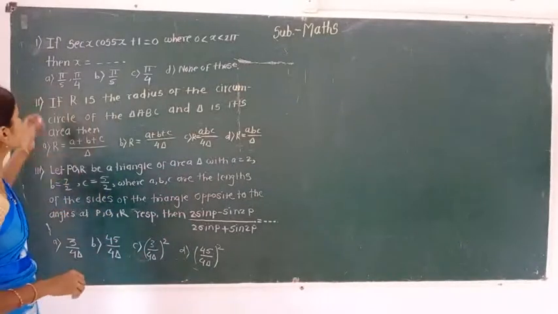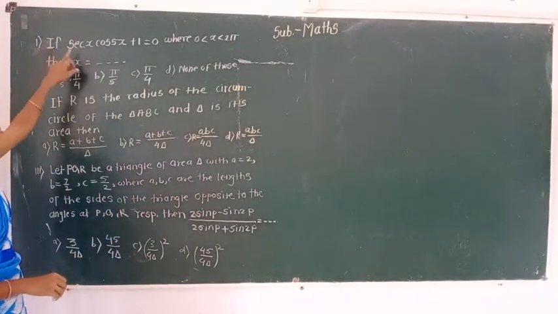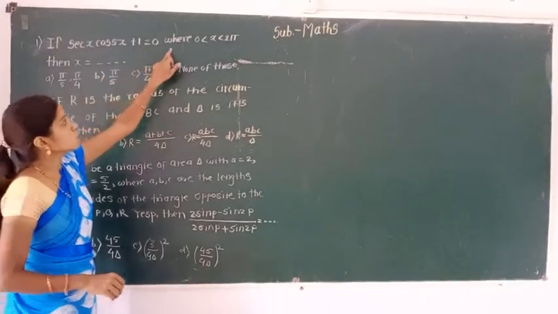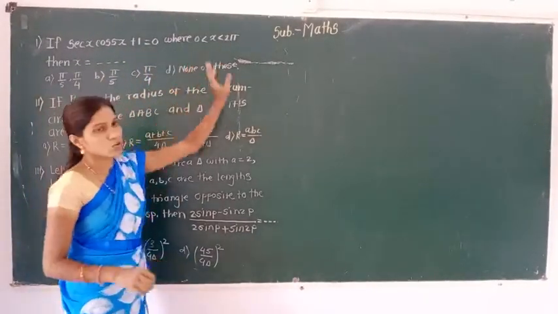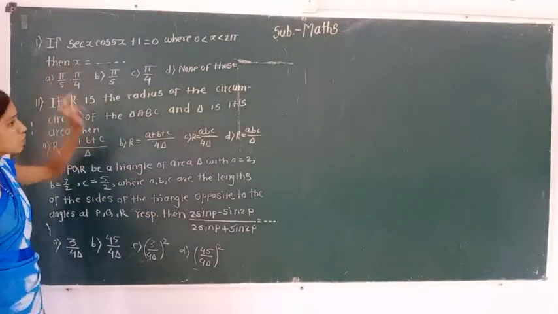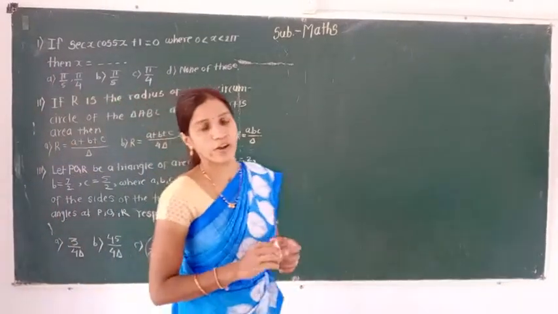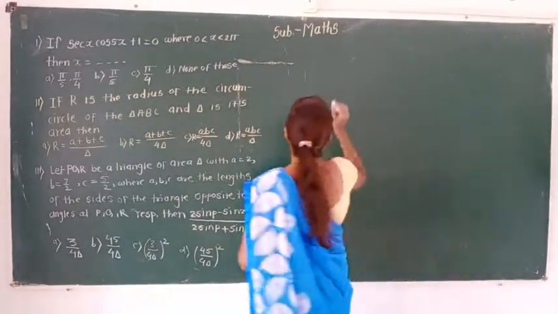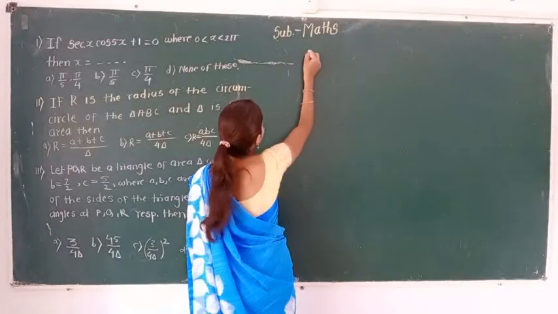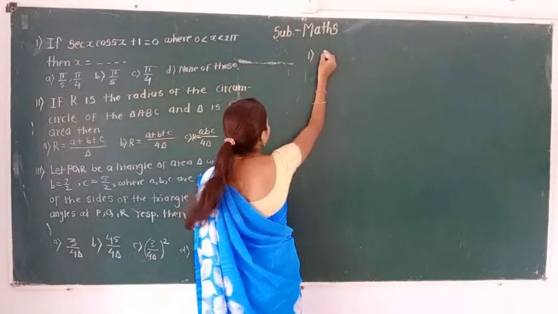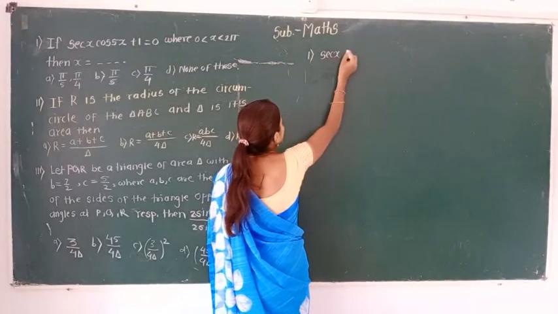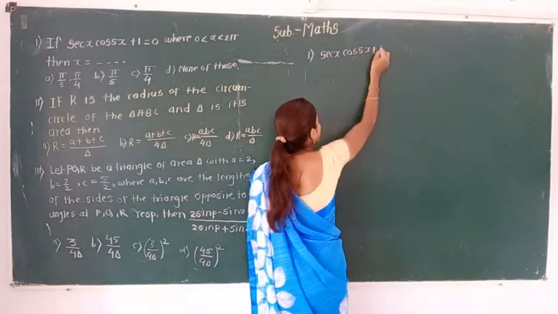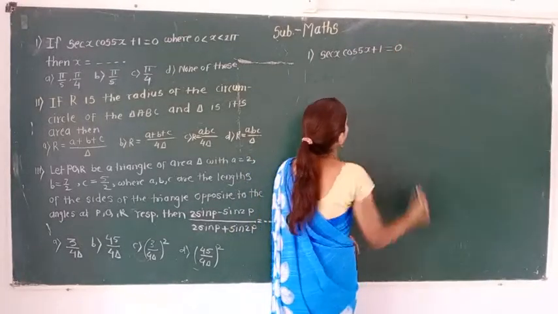Now see the MCQ. First: if sec x into cos 5x plus 1 is equal to 0, where x lies between 0 to 2 pi, then find the value of x. So see, for finding the value of x we have to consider the equation. The equation is sec x into cos 5x plus 1 is equal to 0.